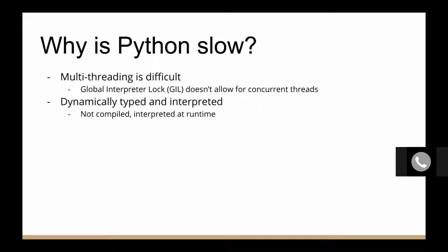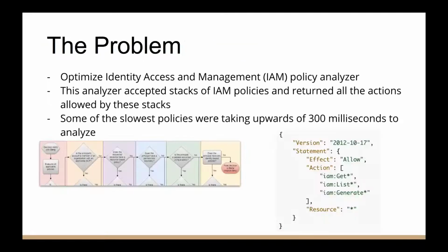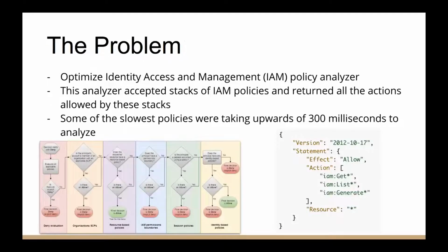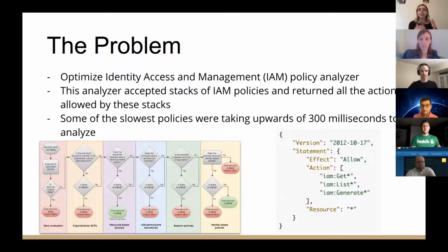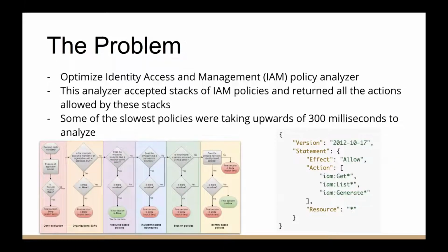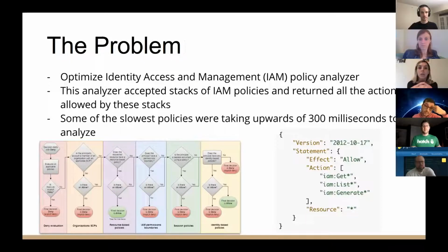So what I'm going to talk about is recently at work, I was tasked with optimizing an identity access management policy analyzer. I want to talk about my experience debugging and figuring out what was going on and how I was able to make this thing faster. So a little background on the problem.